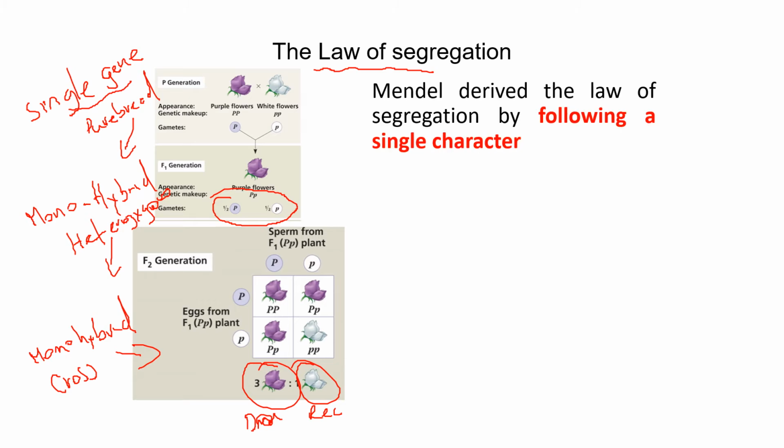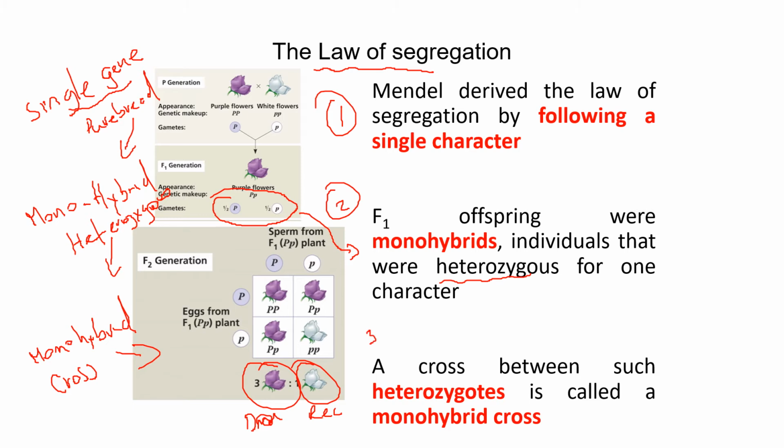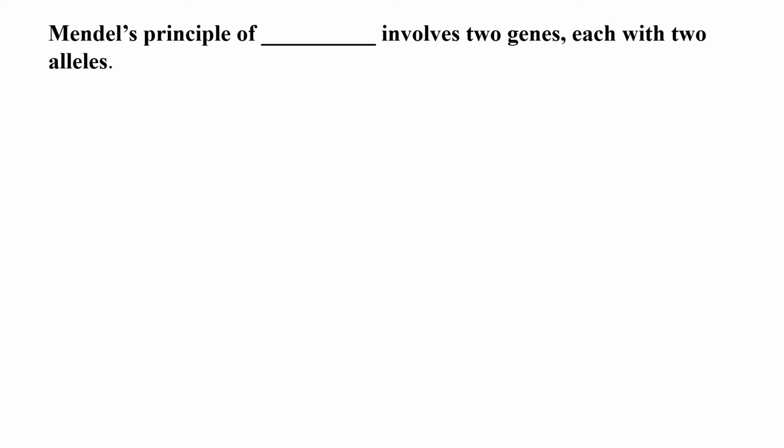So 3 things to remember: Mendel derived the law of segregation by following a single character, as I showed you with the color of the flowers. The second thing that I want you to remember is that the F1 of the monohybrids were individuals that were heterozygous, as I showed you here, for this character. And finally, the third one is that the cross between heterozygous individuals is called a monohybrid cross, as I showed you here, because we're only talking about one character.